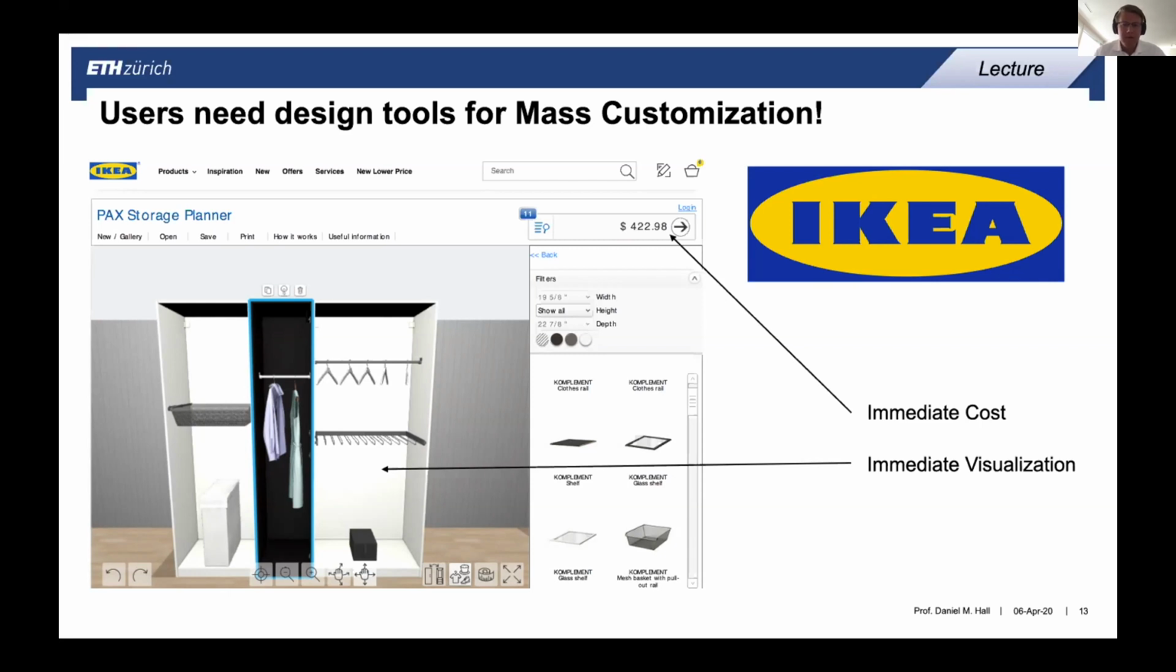The first is immediate visualization. So I'm able to see my product in real time and understand exactly what I'm getting. So there's a real-time visualization tool. And at the other time, there's real-time cost feedback.